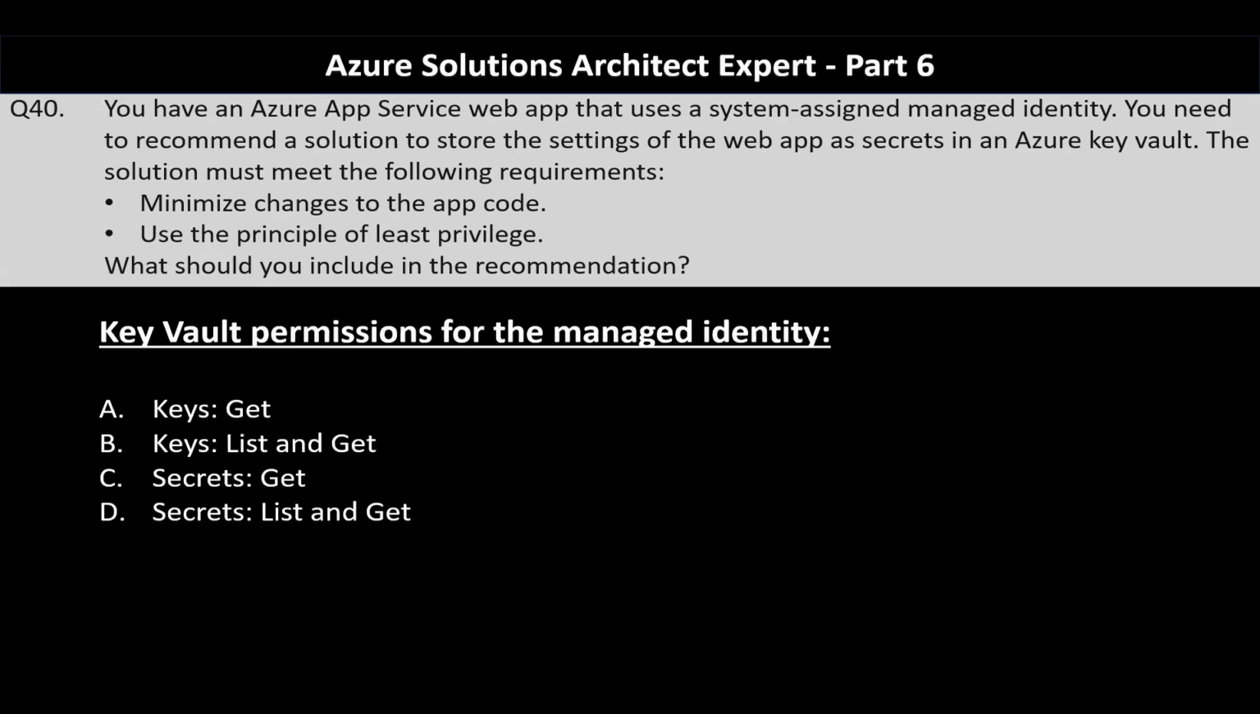Now, the next part of the question is Key Vault permissions for the managed identity. And your options are get permission on keys, list and get permission on keys, get permissions on secrets, list and get permissions on secrets. Following the principle of least privilege, you should be granting the get permissions for secrets. This ensures that the app can read the secrets but not list or manage them. Question specifically says to save the settings as secrets. So option A and option B, which are related to keys, are automatically incorrect.